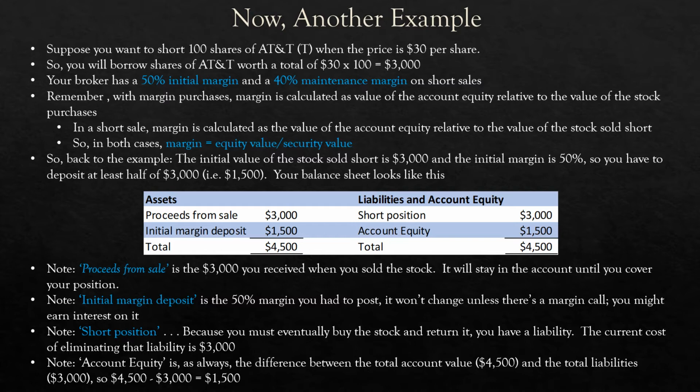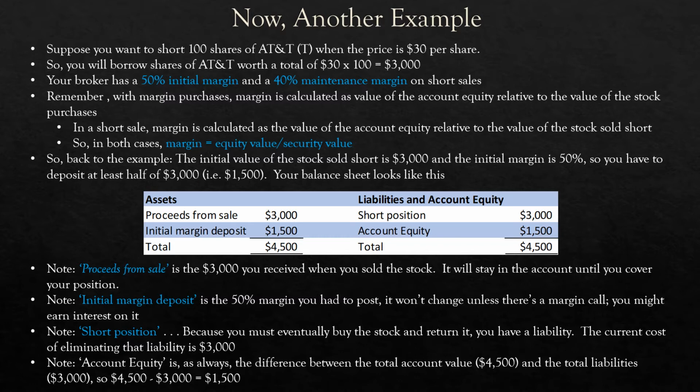So now back to the example. The initial value of the stock that was sold short is $3,000, and the initial margin is 50%. So you have to deposit at least half of $3,000, i.e. $1,500, into your margin account. And so your balance sheet looks like this.